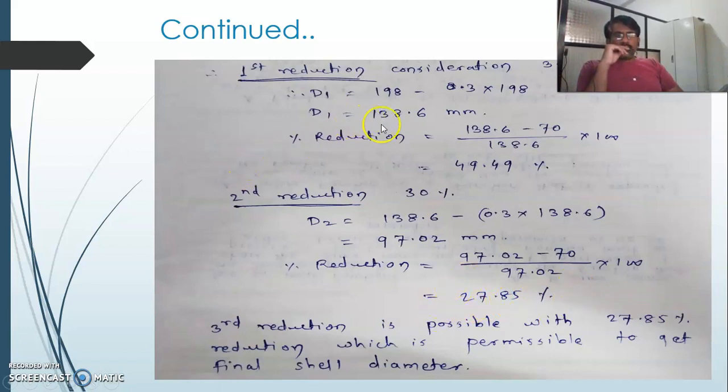So we can consider the first reduction as 30%, the second reduction again as 30%, and the third reduction as 27.85%. With these three steps we can carry out the drawing operation. Then it will be possible to draw the height of 110 and the shell diameter of 70 mm from the selected 198 mm blank diameter. So this is a good solution: 30% in the first reduction, 30% in the second, and 27.85% in the third.